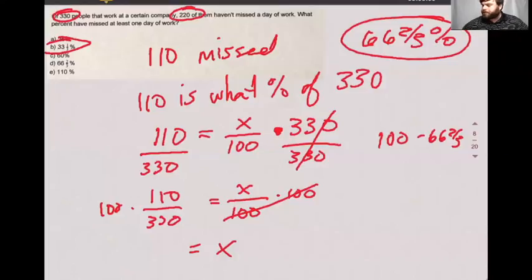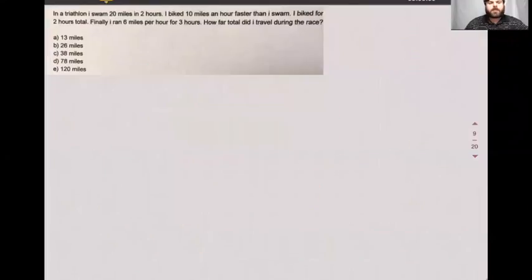Okay. All right, in a triathlon, I swam 20 miles in 2 hours. I biked 10 miles an hour faster than I swam. I biked for 2 hours total. Finally, I ran 6 miles per hour for 3 hours. How far in total did I travel during the race?